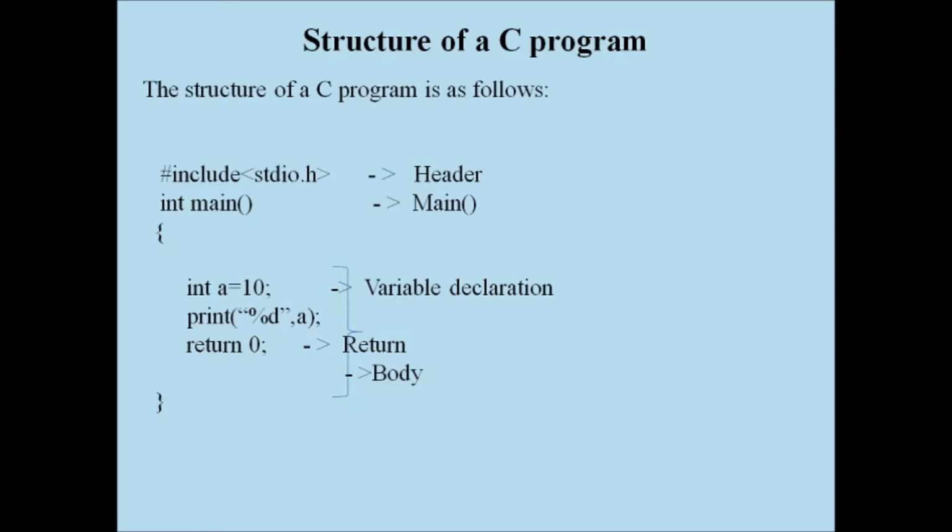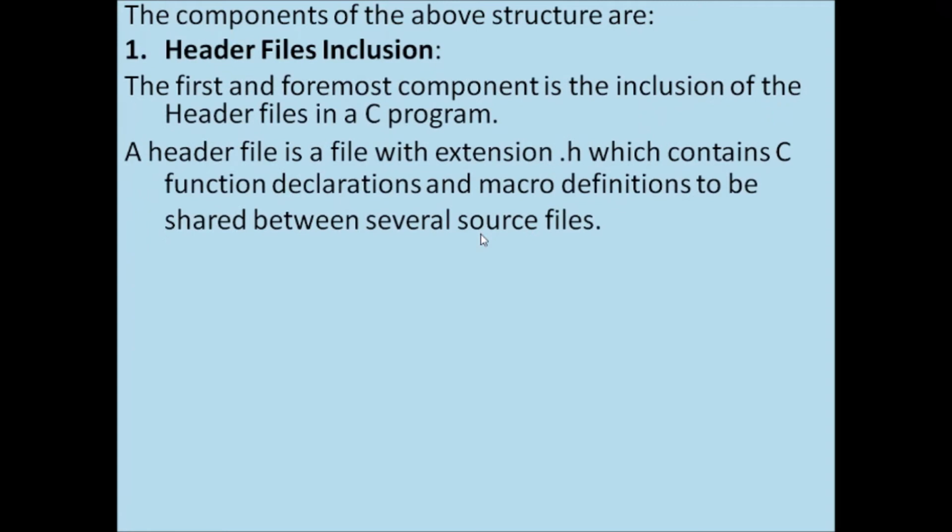Now we will explain one by one. All these things are called components of a C program. So here we will explain them one by one. The first component is header file inclusion. The header file should be included first for the C program, and it should have the extension .h. All the header files should have the extension .h.